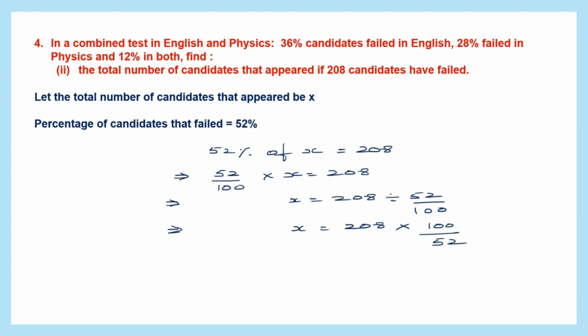Now we can cancel 52, ones are 52, 52 into 4 is 208. Now multiply the numerators, 4 into 100 is 400. So X is equal to 400. So what have we found? We have found X, and X is the total number of candidates that appeared. So we have our answer, 400 candidates appeared.